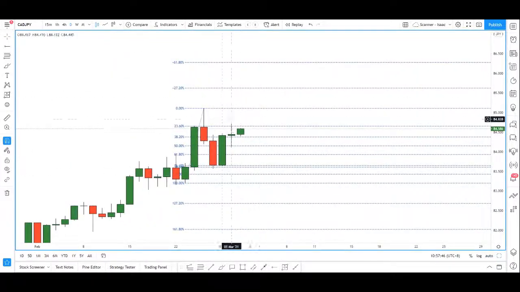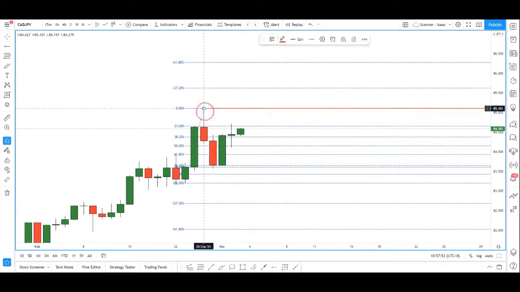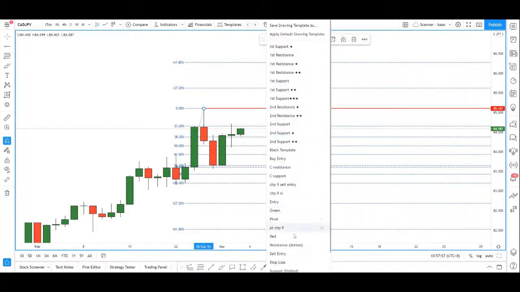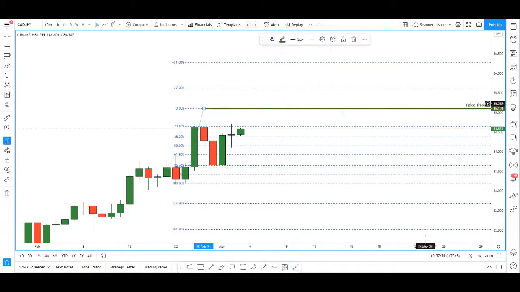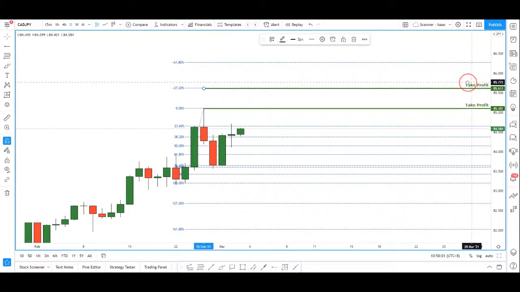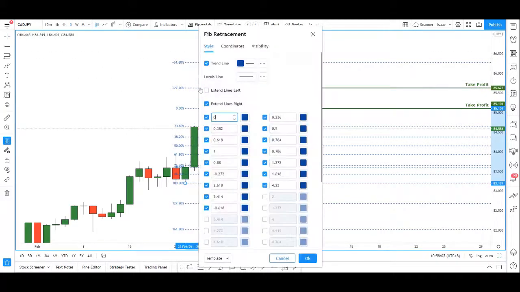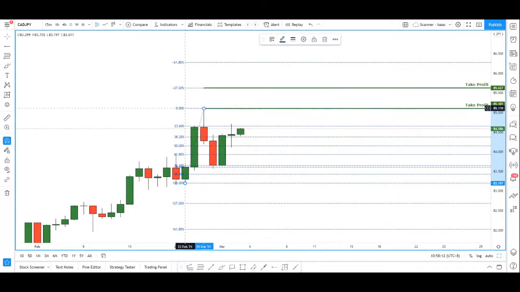We can see that price is coming up to test the last swing high. So we can have two targets. One is of course the recent high. This can be the first take profit. Of course we can also have another take profit at negative 27.20. So these are the two levels. I'm just going to remove the Fibonacci so it doesn't look so messy.